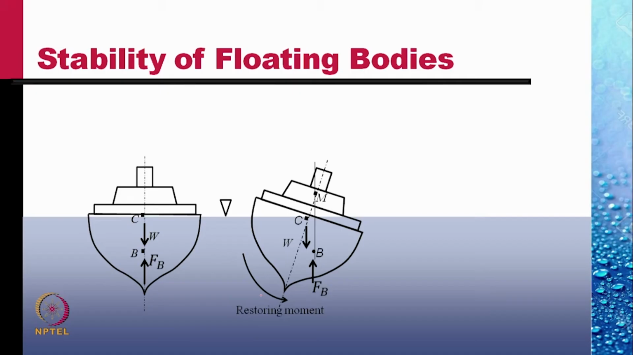Now we see that the buoyant force Fb acting at the center of buoyancy and the weight W acting at the centroid form a couple which is counterclockwise, which will tend to restore the ship back to vertical. This is a stable orientation of the ship.